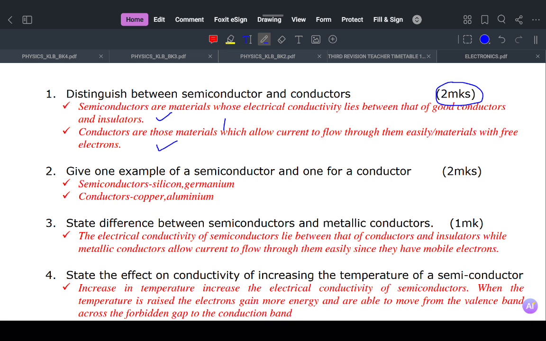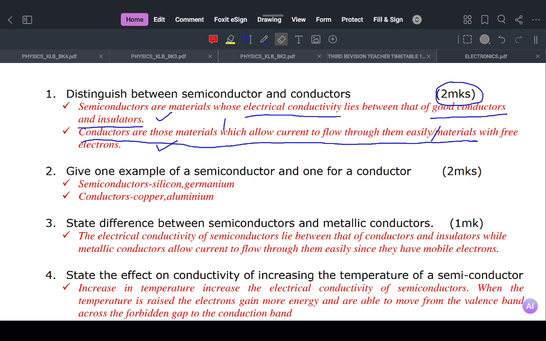So 1 mark for saying semiconductors are materials whose electrical conductivity lies between that of good conductors and the insulators. On the other hand, conductors are those materials which allow current to flow through them. They are basically metals. So you can say that, or you can say materials with free electrons. Whichever the case, you get full marks. So you have 1 mark for each statement. We move on to number 2.